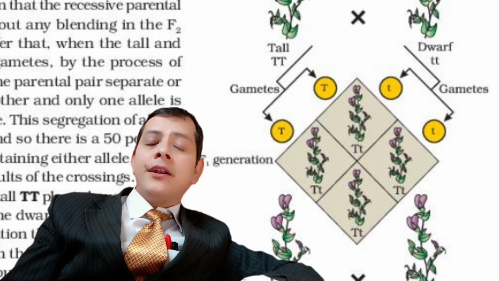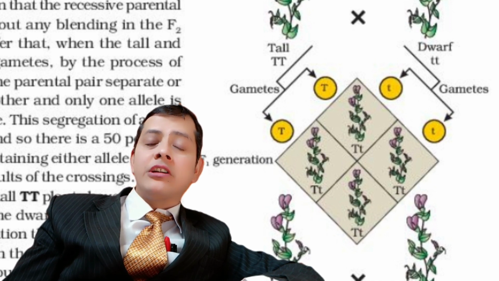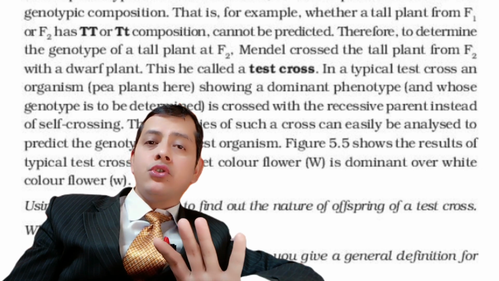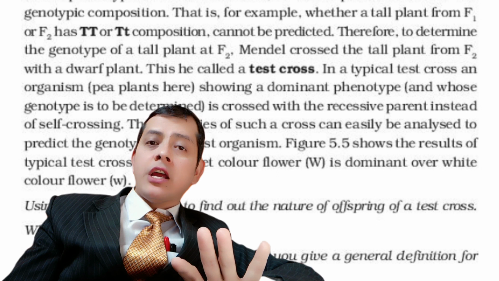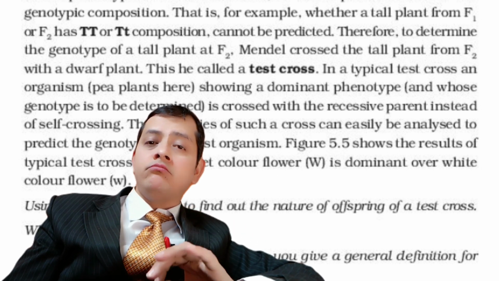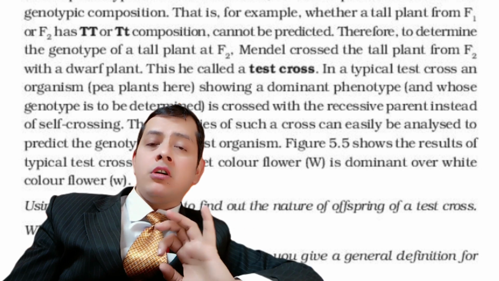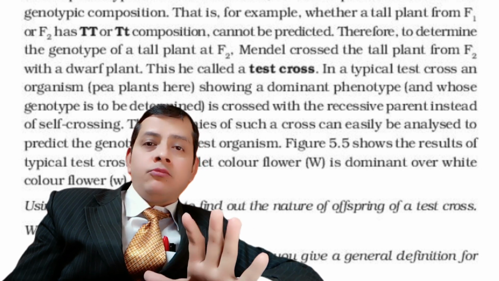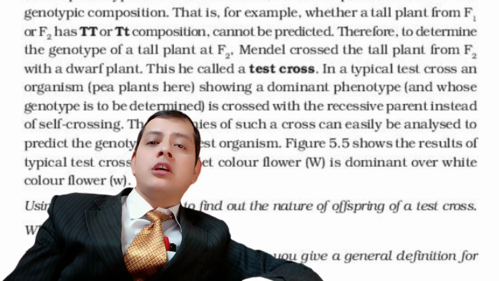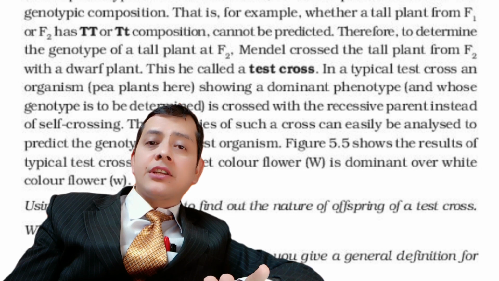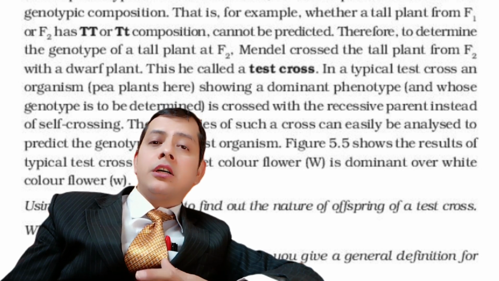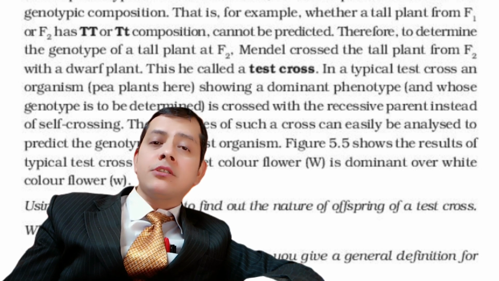We should also know some more points, like the test cross. When a phenotype is given to you, it is very hard to find out whether it is homozygous or heterozygous. To find whether the given dominant character is heterozygous or homozygous, the cross that we make is called a test cross.